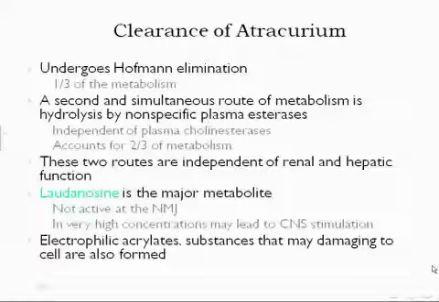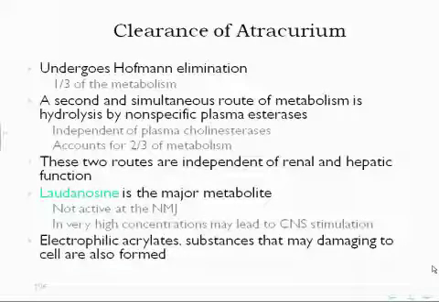Okay? Most people have this wrong in their mind. For some reason, they say atracurium is 100% Hofmann eliminated. That's not the case. Only 1/3 of the actual drug is broken down by Hofmann. Hofmann basically doesn't require any kind of enzymes. It's just a spontaneous reaction that occurs at normal pH and normal temperature. So if you make the temperature go down, Hofmann elimination slows down. If you make the person febrile, the medication breaks down faster.